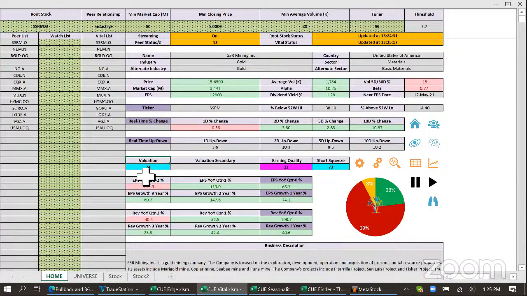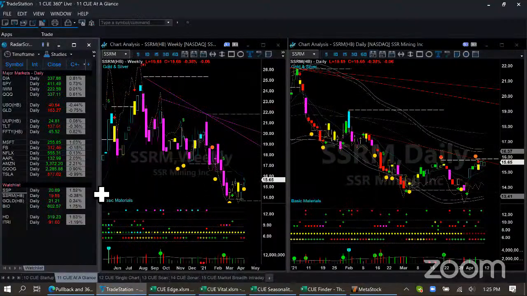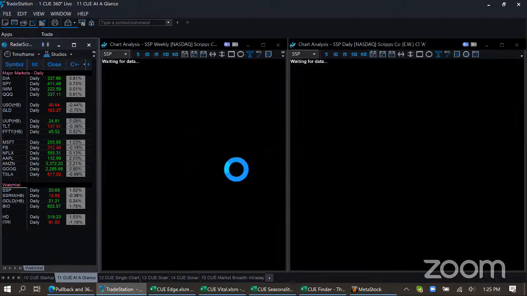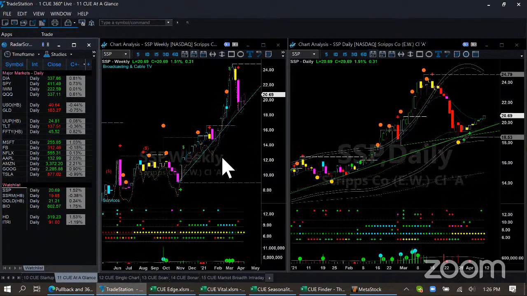See here, SSRM, great valuation, great earnings growth, also a short squeeze potential. So this was also a star fundamental buying candidate. I bought it right at the bottom. Another stock, I have another gold miner that I shared, I think in the Q Skype group, GOLD. But let's look at SSP to save time. GOLD, by the way, is also in profit.